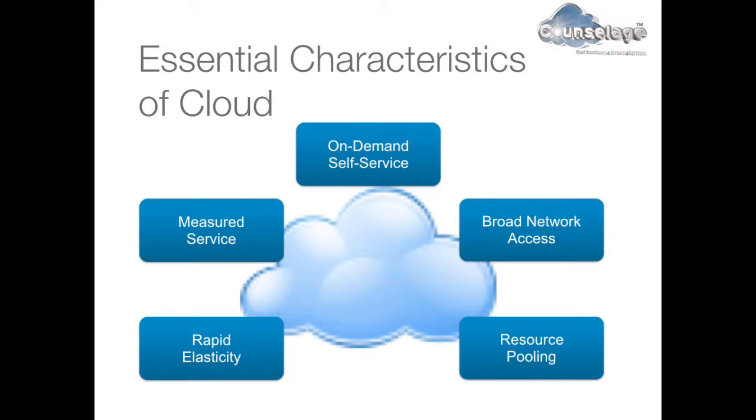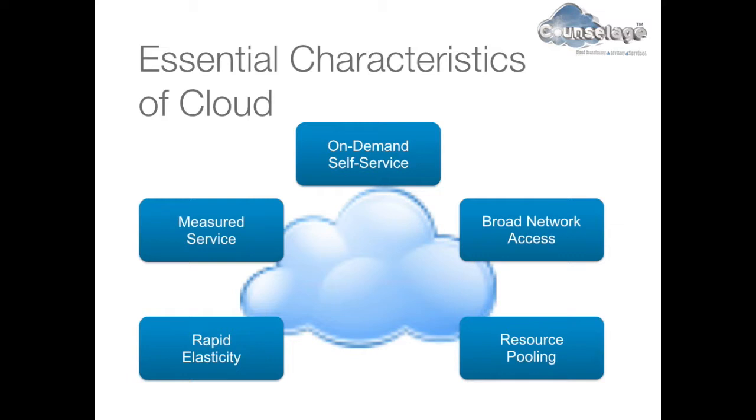The next characteristic is rapid elasticity. As we saw, elasticity is the ability to respond and adapt to changes. So, because of this characteristic, capability can be elastically provisioned and released, in some cases automatically, to scale rapidly outward and inward depending upon the demand. To the consumers, the capabilities available for provisioning often appear to be unlimited and can be appropriated in any quantity at any time. The last one is a very interesting one, which is measured service.